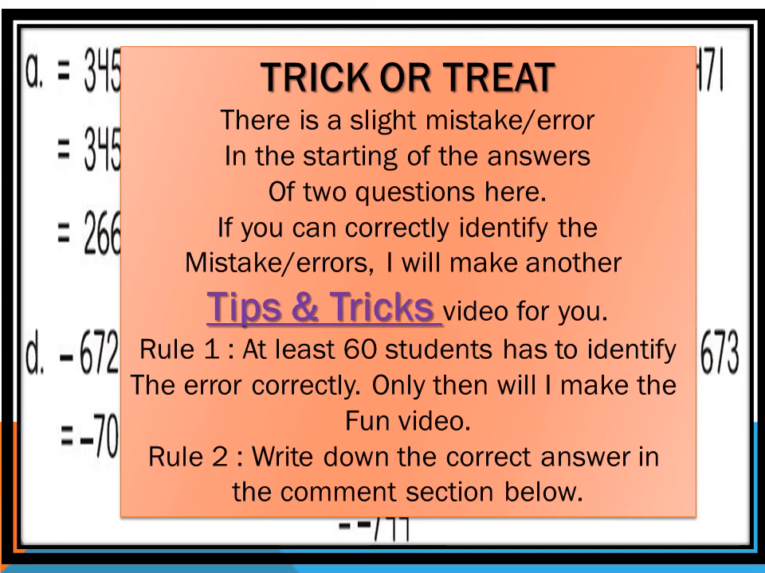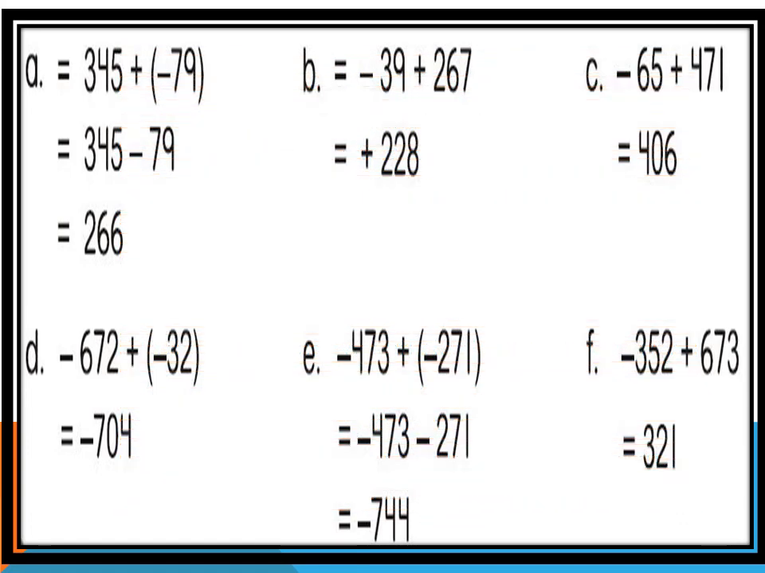So now let us disclose the answers. So these are the answers to module number 2. Let us discuss answer number E. Minus 473 plus minus 271. So once the bracket is opened up, the plus and minus together becomes a negative sign. So our new equation becomes minus 473 minus 271, which gives us minus 744.